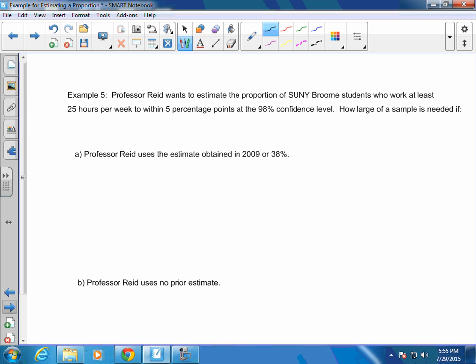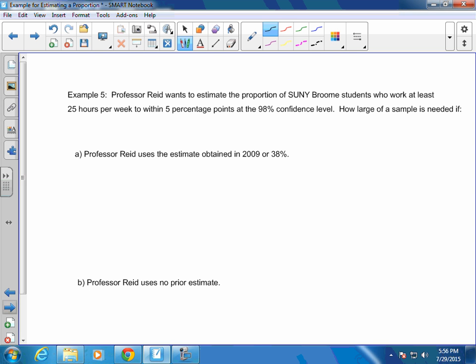Okay, so this section also talks about how to figure out how big of a sample you need if you want to be able to estimate a population proportion within a certain margin of error. So suppose I'm doing a study and I want to estimate the proportion of SUNY Broome students who work at least 25 hours per week, and I want to estimate it to within 5 percentage points at the 98% confidence level. How large of a sample is needed if, and there's 2 different scenarios here, because if you looked at the note packet already, there's 2 different possible formulas that you use for this.